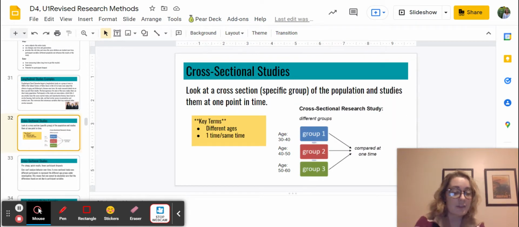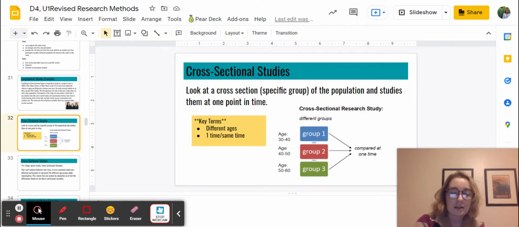Cross-sectional studies address the issue that longitudinal studies, while really cool and valuable, take a long time and have issues. So a cross-sectional study is kind of a way to do this type of research, but saving time and energy. A cross-sectional study looks at a cross-section or a specific group of the population and studies them at one point in time rather than the longitudinal, which is doing check-ins throughout their lifespan.